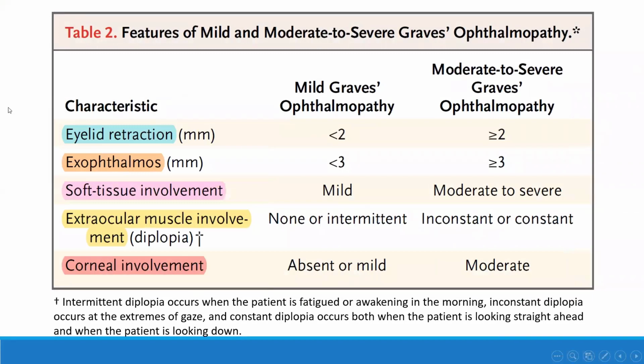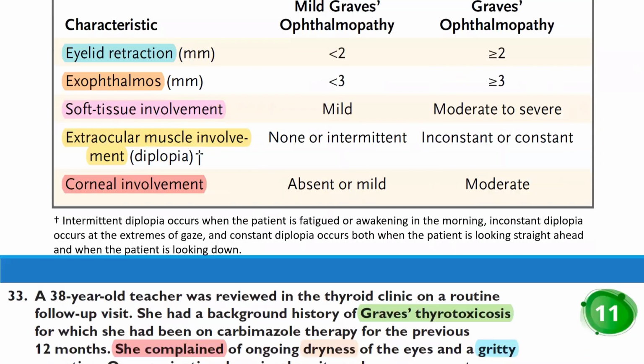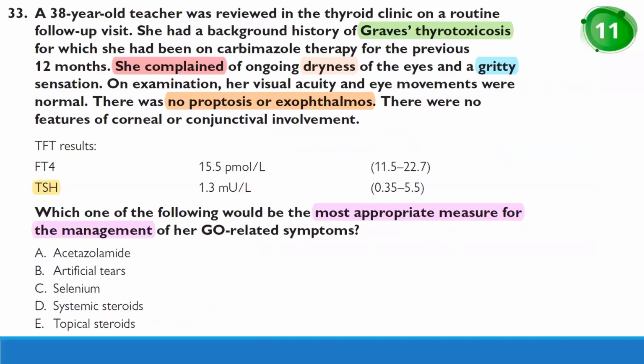And so this is also the table I mentioned previously, how to differentiate between mild and moderate to severe Graves' orbitopathy according to the eyelid retraction, exophthalmos, soft tissue involvement, extraocular muscle involvement, and corneal involvement. Another question from the Atoll book.